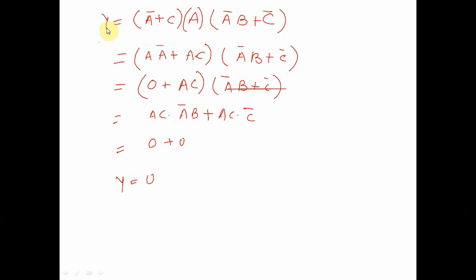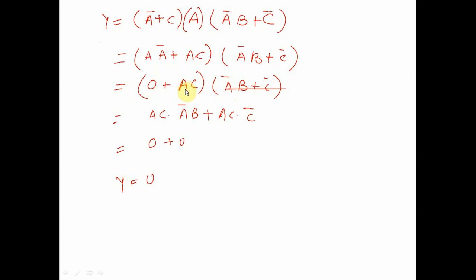In the first example, I am taking Y equals, in the first bracket A bar C, in the second bracket A, and in the third bracket A bar B plus B C bar. Now this A term is multiplied with these two terms. A is multiplied with A bar, so I take A into A bar, and A is multiplied with C, so I take A into C. The remaining bracket, A bar B plus C bar, is as it is. We already know that A into A bar is equal to 0, so I am putting 0. The remaining term is AC, and in the second bracket A bar B plus C bar is remaining.